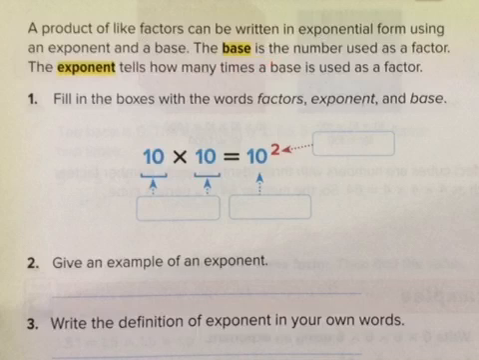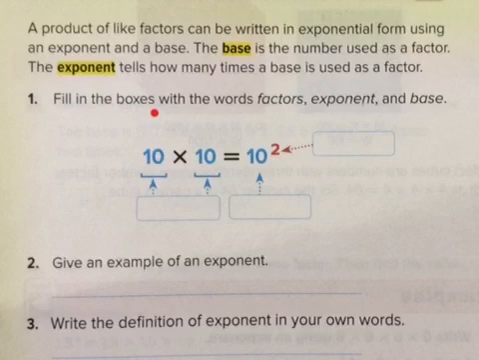The base is the number used as a factor. This is your base. The exponent tells how many times a base is used as a factor. This is your exponent. So how many times am I going to multiply this into itself? 2 times. See, 1, 2.